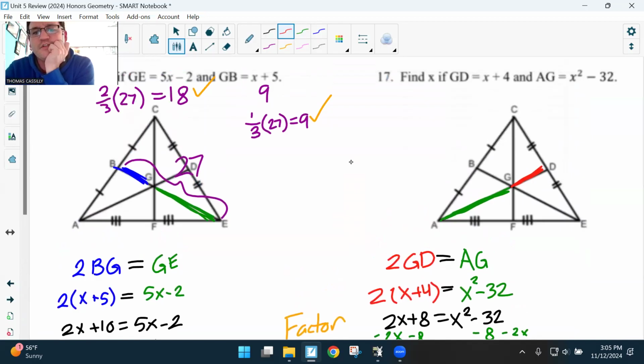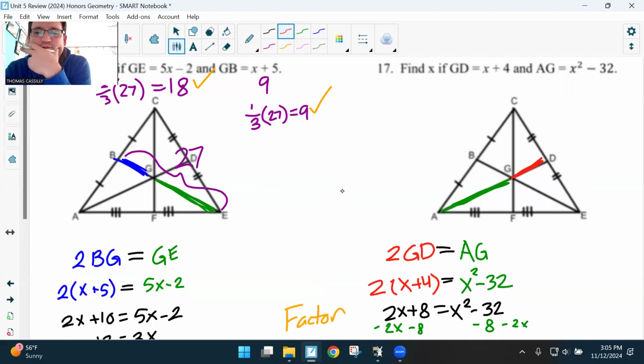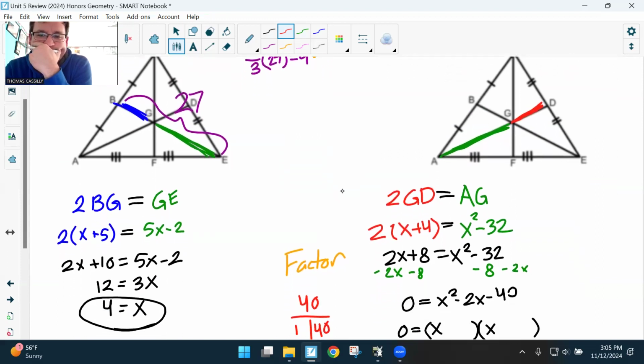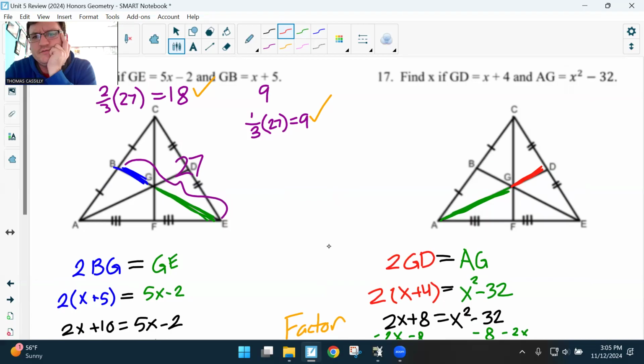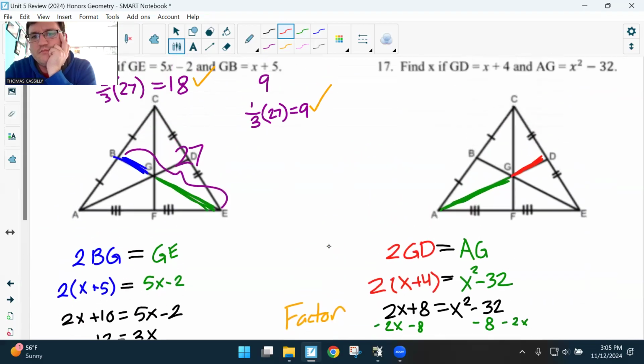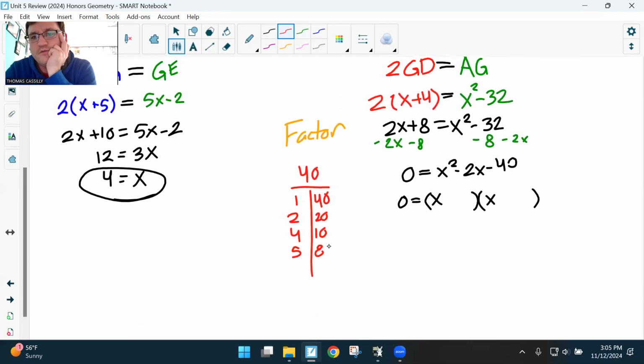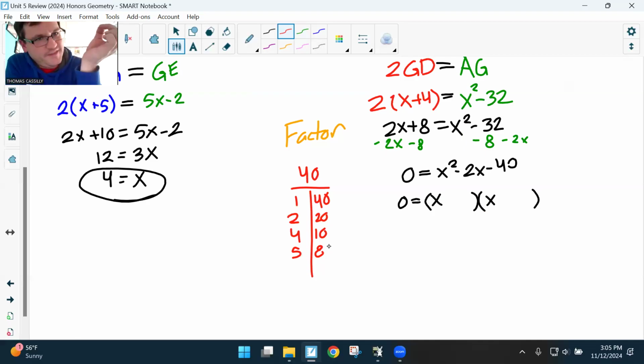GD is the small one, so I need to double it. So 2 times x plus 4 is 2x plus 8. Great. I have AG, that's x squared minus 32. I just write that one straight down. Minus 2x minus the 8, 32 minus 8 more gives us 40. I think there's a typo here.